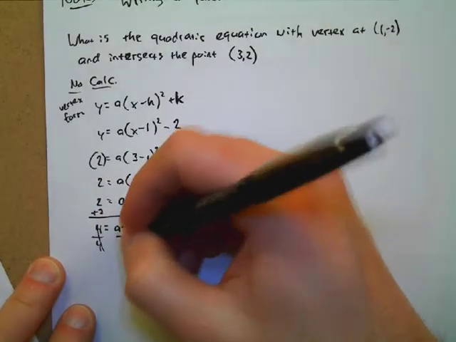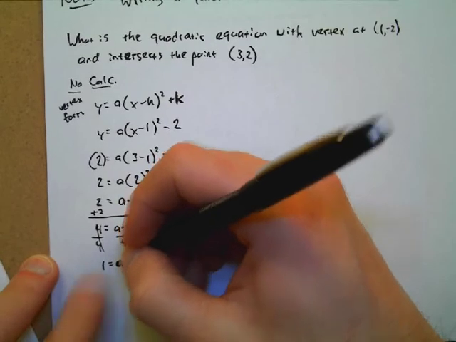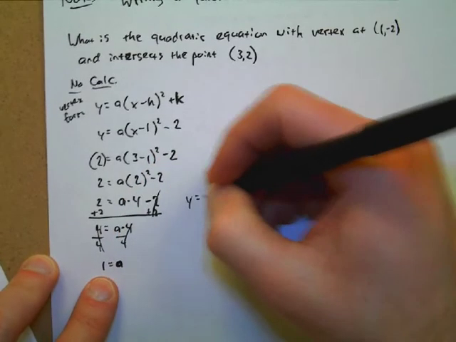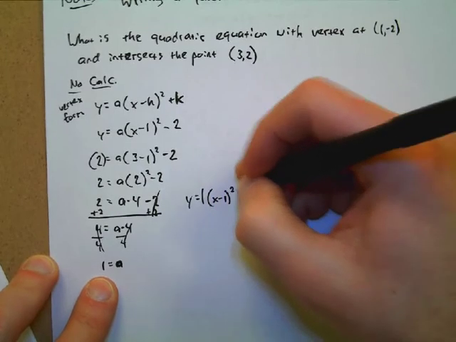And so you get 1 is a, right? Because 4 divided by 4 simplifies to 1. So there's our a value of 1. So our final equation is y equals 1 times x minus 1 squared minus 2.